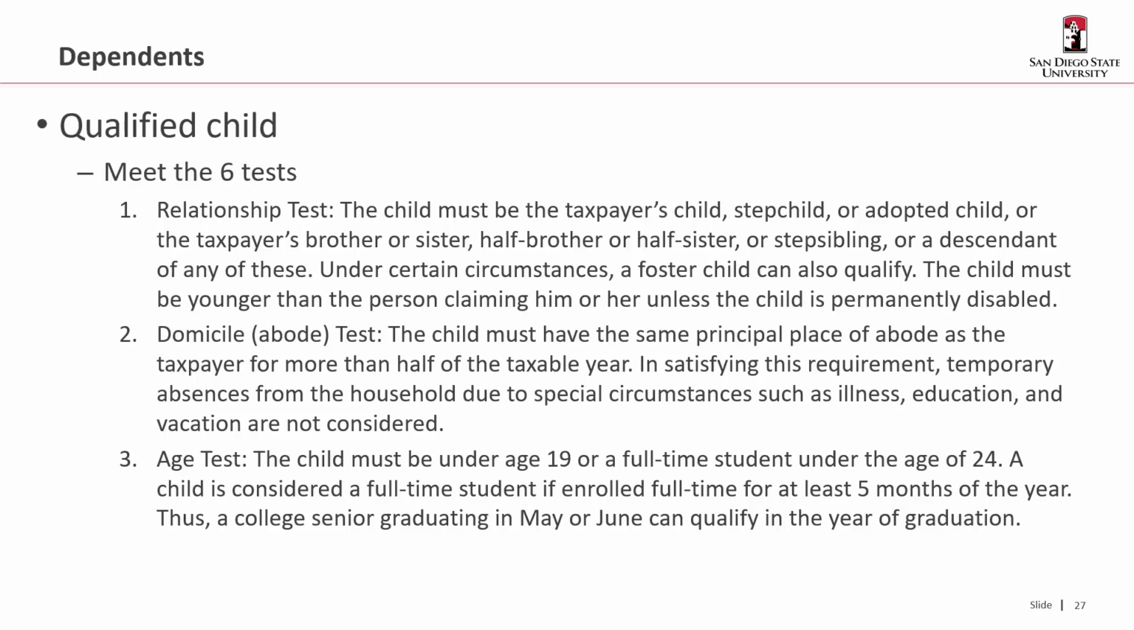So, test number 3, the age test. The child must be under age 19, so that's under age 19, not equal to age 19, or be a full-time student under the age of 24. And again, that's under the age of 24, not equal to 24. You're considered a full-time student if you're enrolled full-time for at least 5 months of the year. So if you pull off at least one semester full-time, you can be treated as a full-time student.